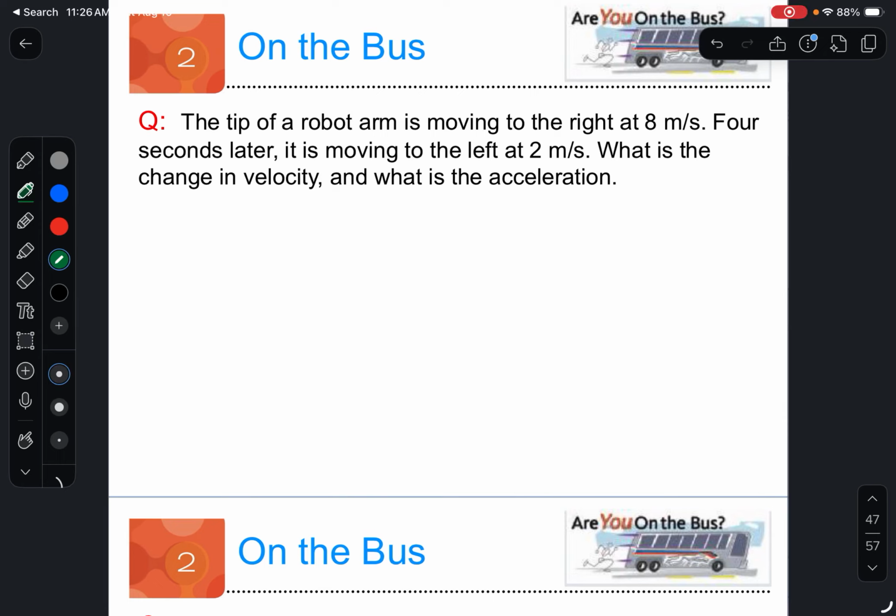We are picking up with our recorded lecture. This is Chapter 2, beginning Part 4. So we're going to do some more sample problems related to acceleration.